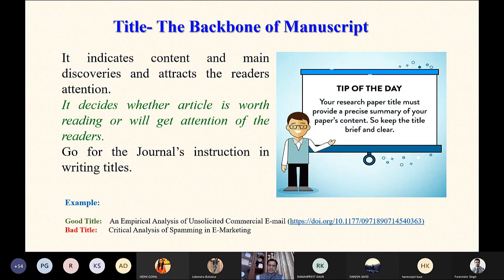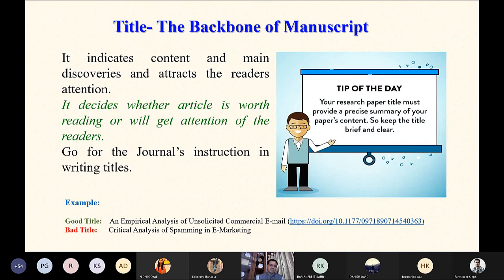One example has been given at the end of this slide. If I talk about the bad title, "Critical analysis of spamming and e-marketing", it does not indicate what exactly is going to take place in the paper, or what findings we are going to have in the paper. It does not even get attention, because it seems very unclear how the research would have been done in this manuscript.